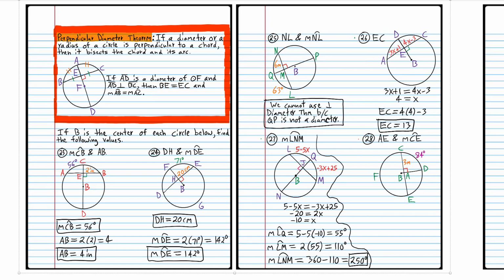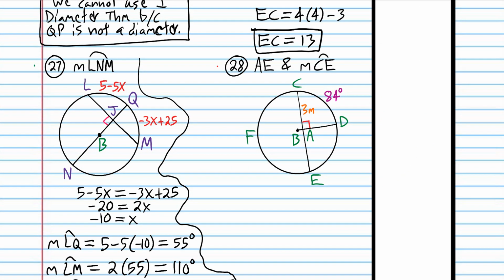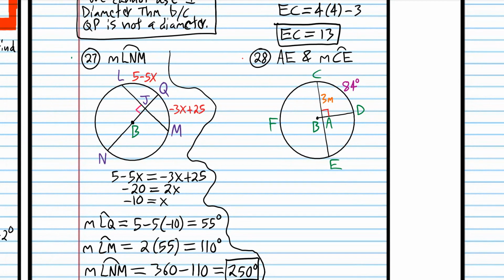All right, we're back. Now we know that this is a radius because it goes through the center, and we also know that it's perpendicular. We see the right angle there. So that means that it bisects that chord and the corresponding arc. So if CA is 3 meters, then that means that AE must also be 3 meters. And if this arc is 84 degrees, then this arc must also be 84 degrees.